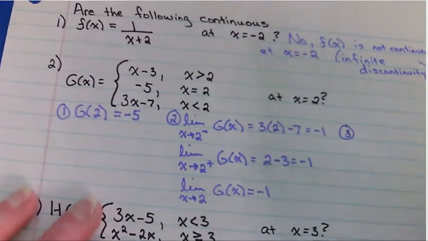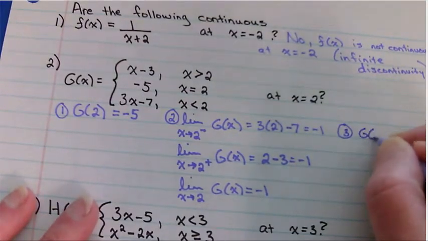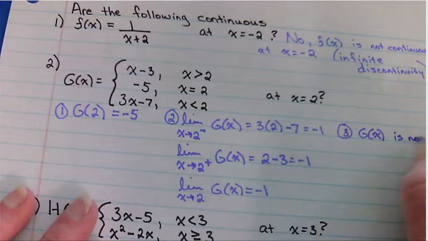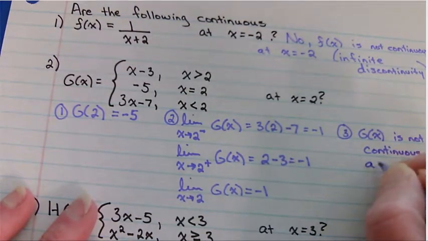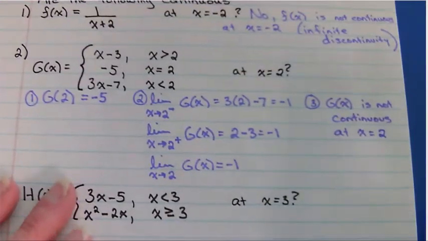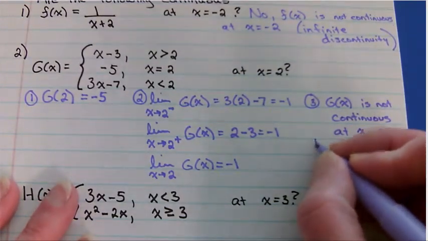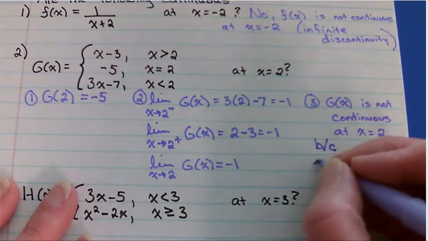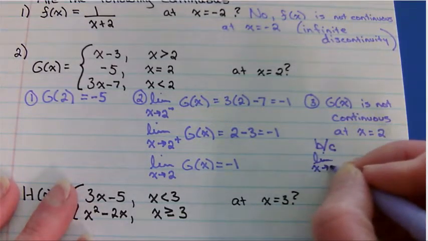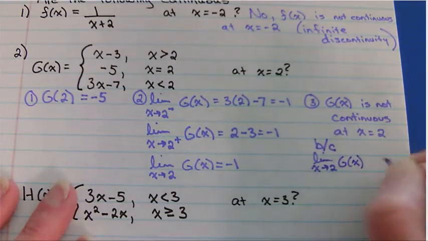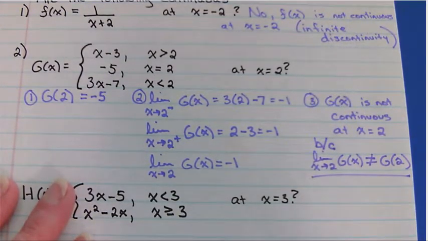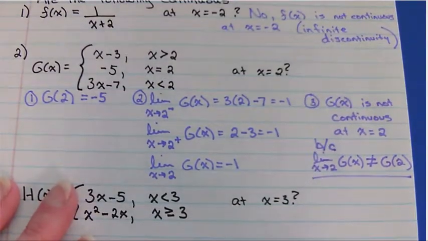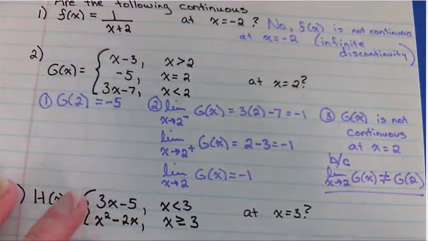So step 3, g of x is not continuous at x equals 2 because the limit does not equal the point. So that's kind of our process with a piecewise function.